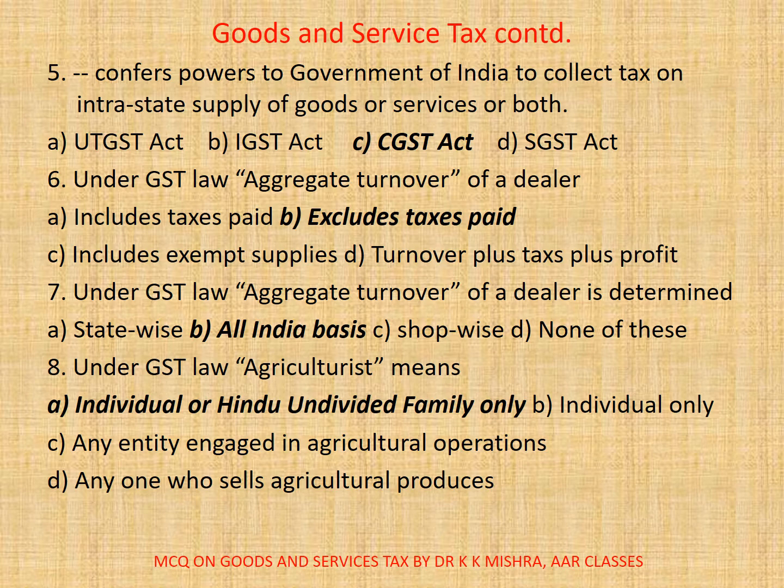6. Under GST law, aggregate turnover of a dealer A. includes taxes paid, B. excludes taxes paid, C. includes exempt supplies, D. turnover plus tax plus profit. Correct option is B. excludes taxes paid.